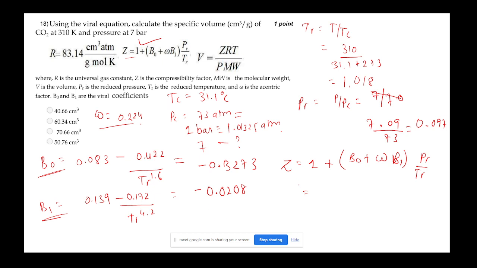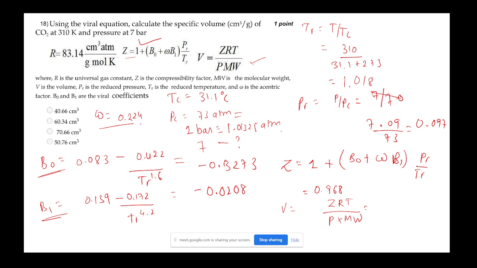0.968. Now if you put the value of Z in this non-ideal equation of state, V equals ZRT by P into molecular weight. Molecular weight of CO2 is 44. If you put all the values, try to use it in SI or some other unit. The value of R is given as 83.14.